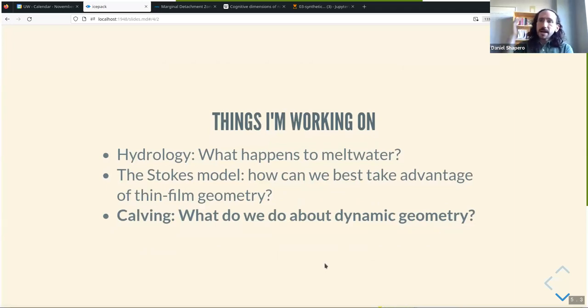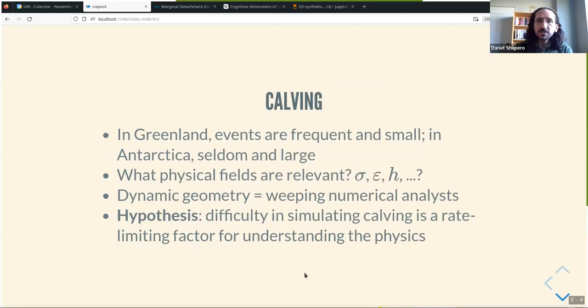As I mentioned, there are some aspects of the physics of glacier flow that are not entirely understood. So the one I want to focus on here is, what do we do about the fact that we're really confronting a problem where the geometry has its own dynamics as well? So what do we do about iceberg calving? And if you're familiar with a lot of computational physics, whenever there are dynamic geometries, your life is really, really awful. There are very dramatic differences in the calving regime between Greenland and Antarctica. So it's sort of a holy grail problem of how do you come up with a model that can describe both of them. We don't really know what physical fields are relevant, so we're going to need a model that's very easy to modify. And yes, dynamic geometries means weeping numerical analysts.